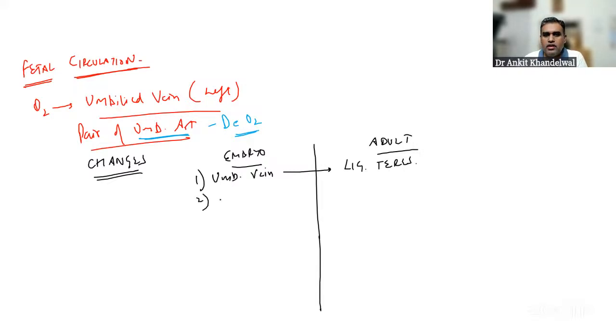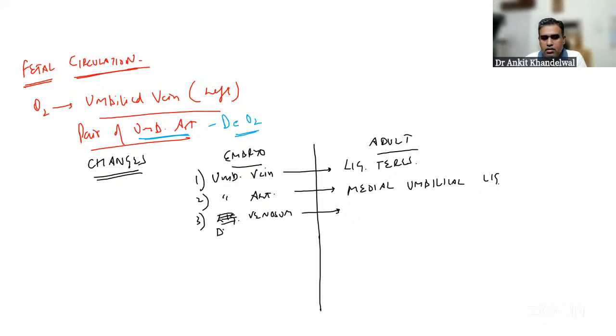In the embryo, we have the umbilical artery, and that came in last year's NEET PG. This umbilical artery becomes your medial umbilical ligament in the adult. Then we have the ductus venosum in the fetal circulation. Sorry, not ligamentum, it is ductus venosum, and it becomes the ligamentum venosum later on.